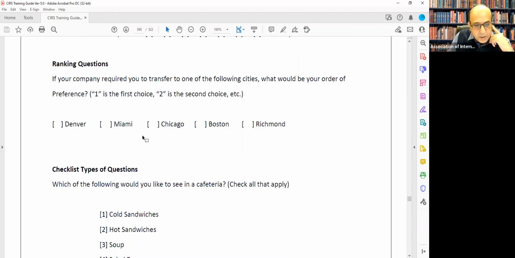Then we've got a ranking. If your company requires you to transfer to one of the following cities, what would be your order of preference? Denver, Miami, Chicago, Boston, Richmond. So a ranking question is not giving a quality. It is not assessing a situation in the sense of how you would be able to run it on a scale of any sort. Rather, it is definitive or quantifiable.